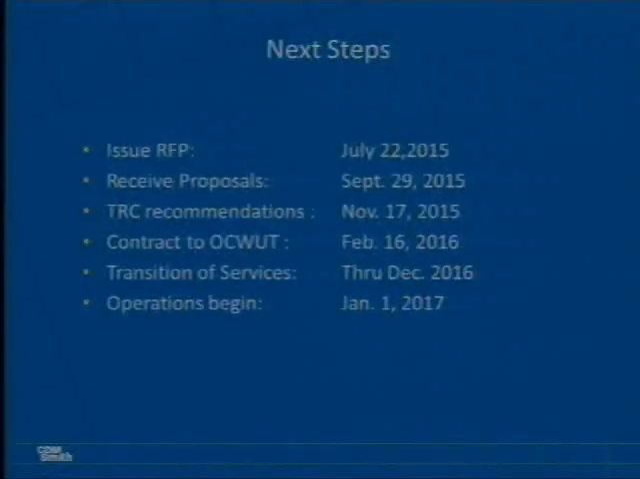Next steps include the actual issuance of the RFP, which is currently planned after the City Council meeting on July 21st, for July 22nd. We intend to, as I said before, receive the proposals on the 29th of September. The TRC recommendation will be by November 17th, 2015, and we expect the contract to come back to the trust for review and approval about February 16th of next year. Transition services would start as soon as that contract is approved and go through the end of December 2016, and then the start of actual operations under the new service agreement would occur January 1st, 2017.